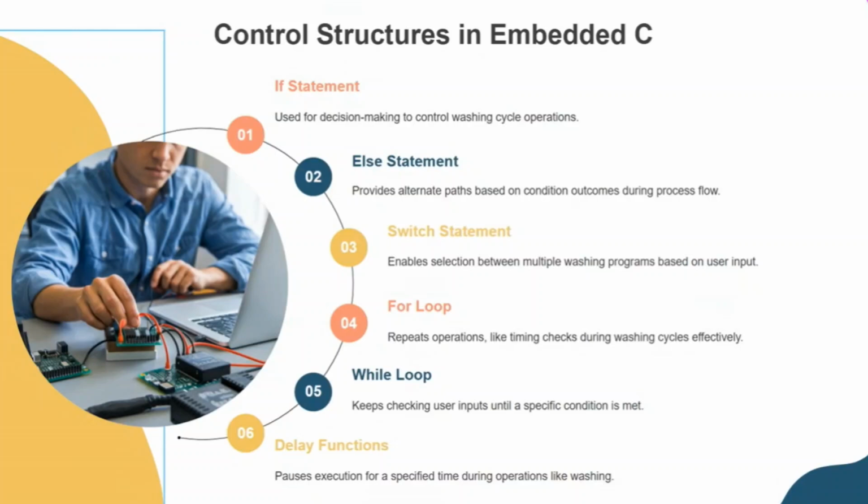Next, control structures or control statements in embedded C. There are so many statements, and a few are mentioned. First one is the if statement, which helps to take decisions. Whenever a decision-making condition is there, the if statement is used. Otherwise, the else statement, the default statement. And third one is the switch statement. The switch statement enables the selection between multiple washing programs. And fourth one is the for loop, which helps to do repeat operations. And fifth one is the while loop, which helps to keep checking user inputs until a specific condition is met. And sixth one is delay functions, which pause execution for a specific period of time.